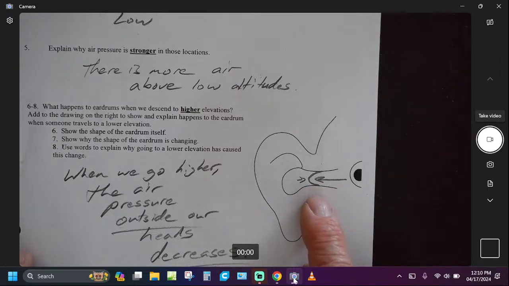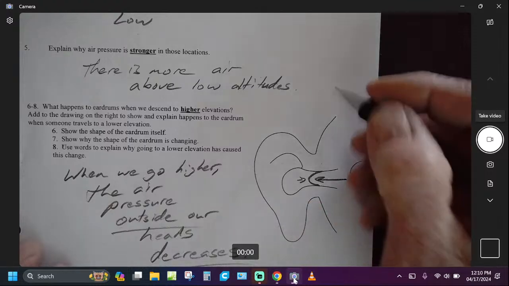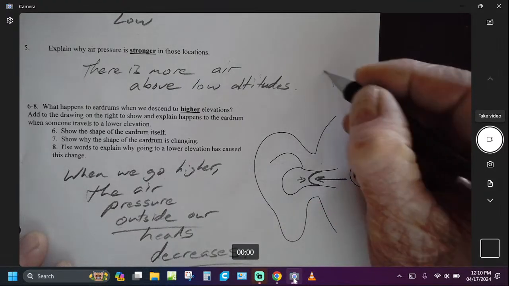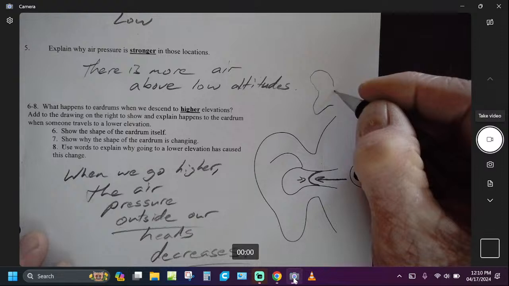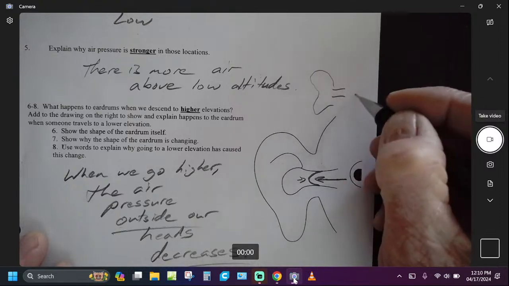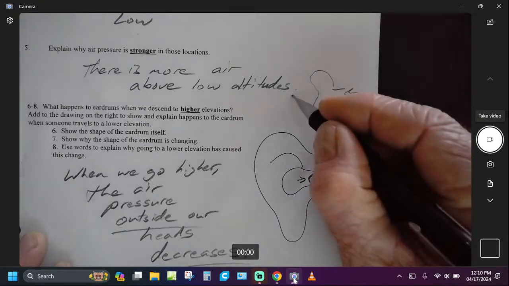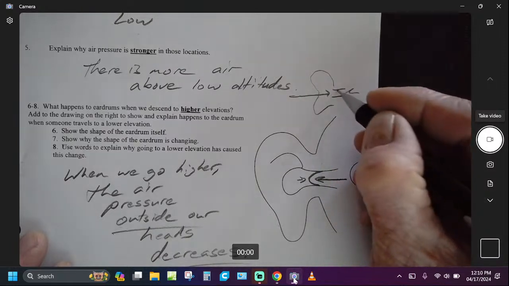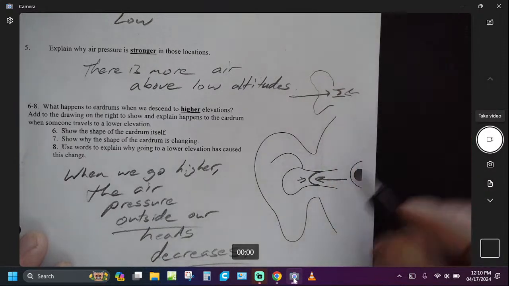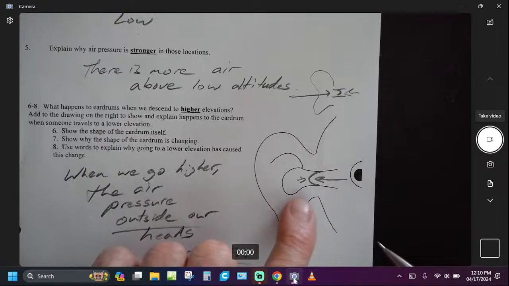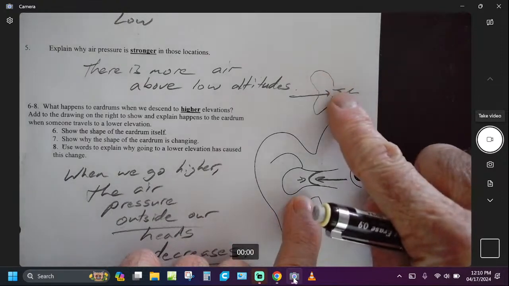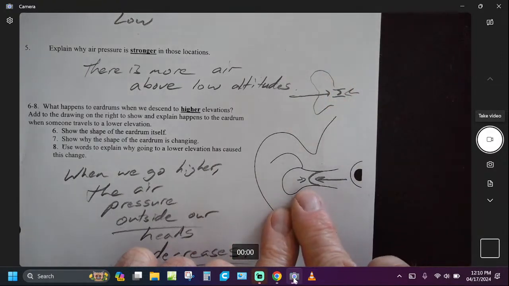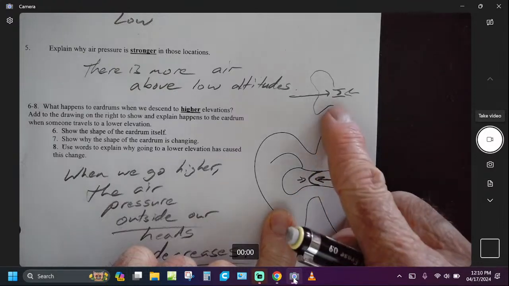When you go down, there's more pressure stacked on top of you. So if you went down underwater, your ear, I'll just draw a different ear. If you go down underwater, this is the pressure in your head, but outside it's really strong, so it stretches the other way. This is what happens when you go up. This is what happens when you go down.